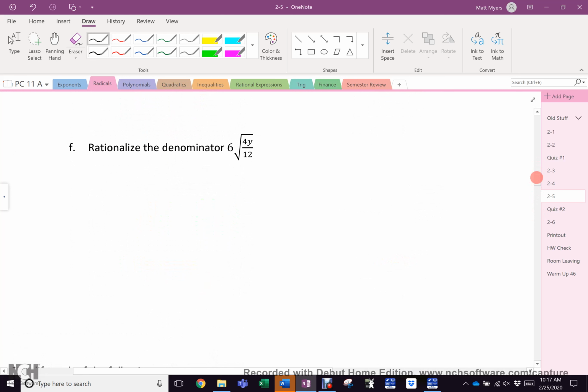You have a look at F, because when I write it this way, kids have trouble with it. That is not an index. That is a coefficient.